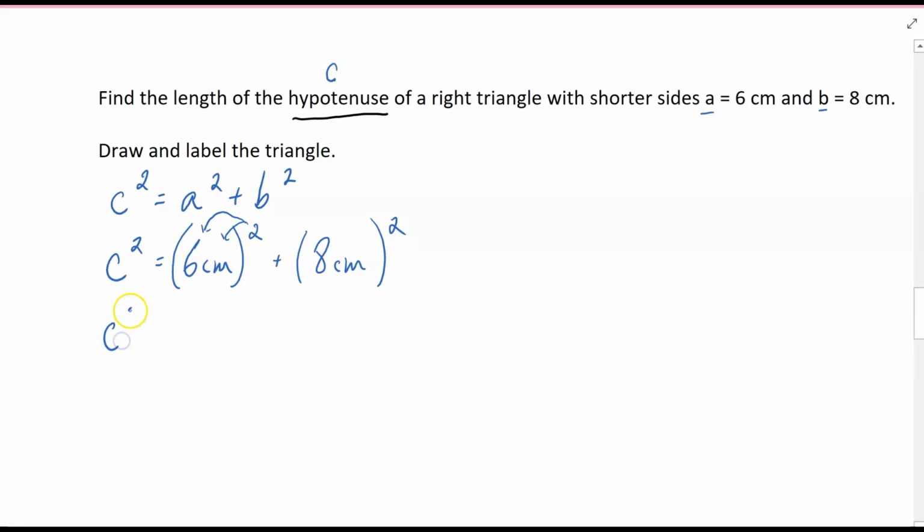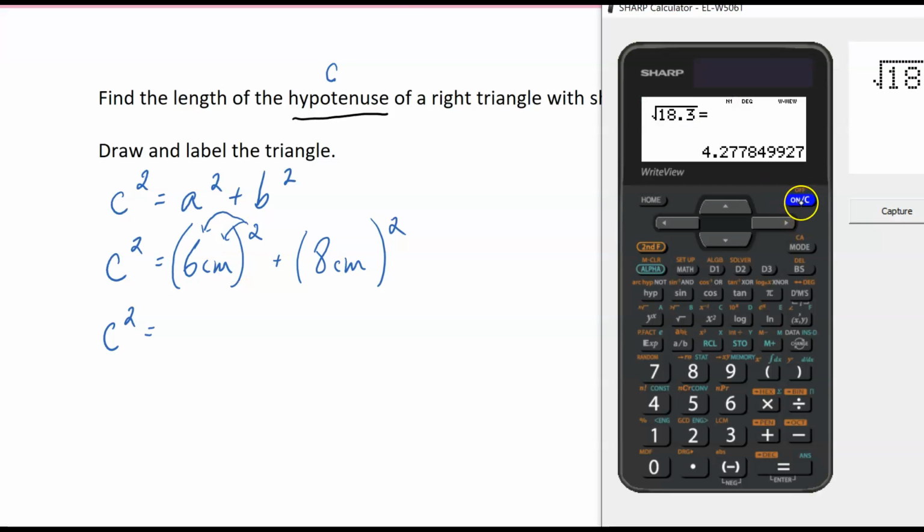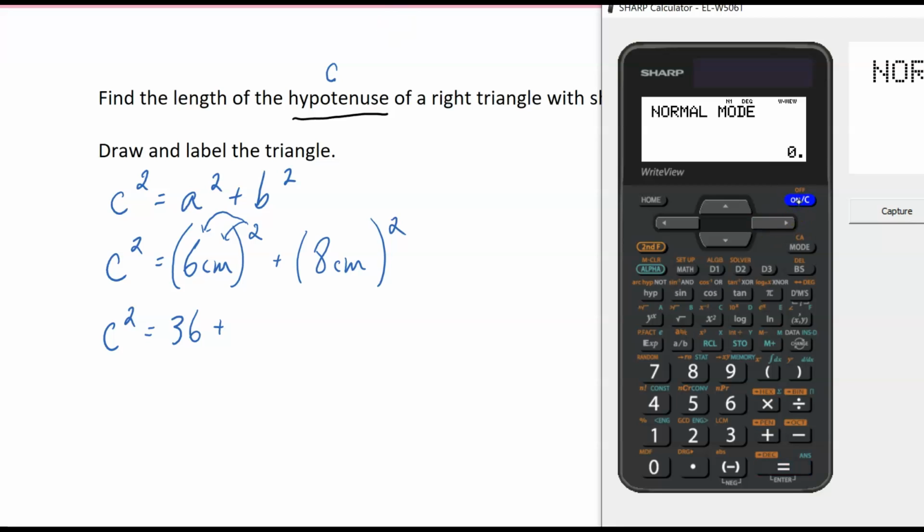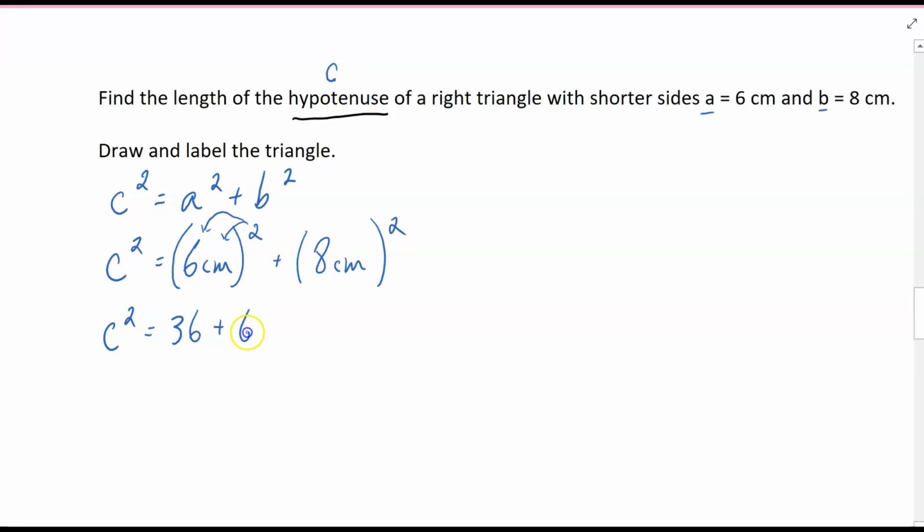So what does that come out to be? c squared is equal to, well, 6 squared with my calculator, 36, plus 8 squared, 64. Oops, I didn't put the units, just a moment. 36 centimeters squared plus 64 centimeters squared. c squared equals 100 centimeters squared.